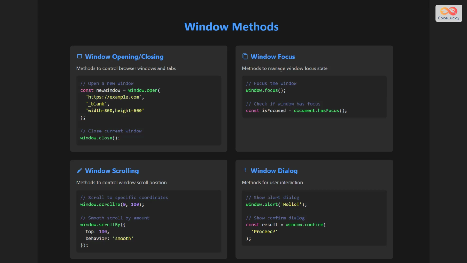The scroll methods control the window scroll position. You can scroll to specific coordinates using window.scrollTo method, or use smooth scrolling with the window.scrollBy method. Finally, the window object provides dialog methods such as alert and confirm to display pop-up messages and get user confirmation. The window.alert method shows a simple message, and window.confirm presents a message with OK and cancel buttons.